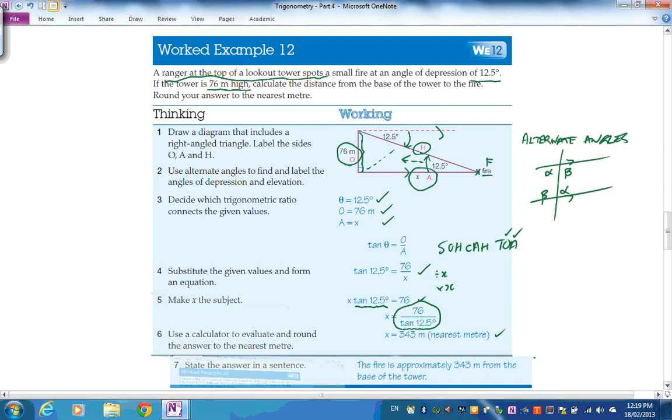So we would make our answer here, not in x land. X has been introduced by mathematicians like yourself to solve problems. Here you're using it to replace the distance, so we state the fire is approximately 343 metres from the base of the tower. Are you ready? Can you see there's some exciting possibilities in the practical sense here, in the real world sense?